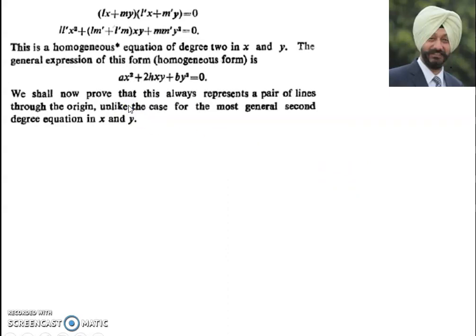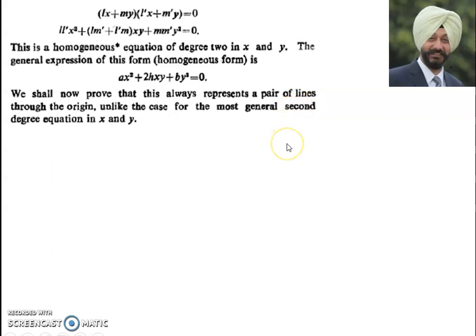See this: (lx + my)(l'x + m'y) = 0. I multiply these two. This is the homogeneous equation of degree 2 in x and y. The general expression of this form is homogeneous, that is ax² + 2hxy + by². Students, homogeneous means all the terms have the same degree. Here ax² is of degree 2, 2hxy is also of degree 2, and by² is also of degree 2. We shall now prove that this always represents a pair of lines.